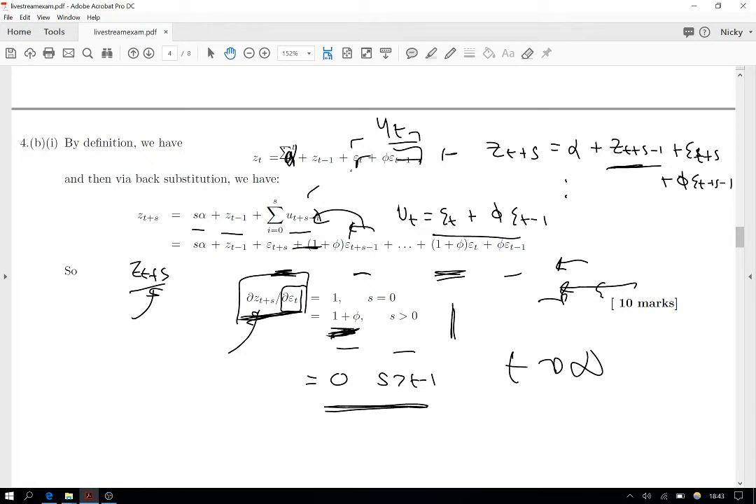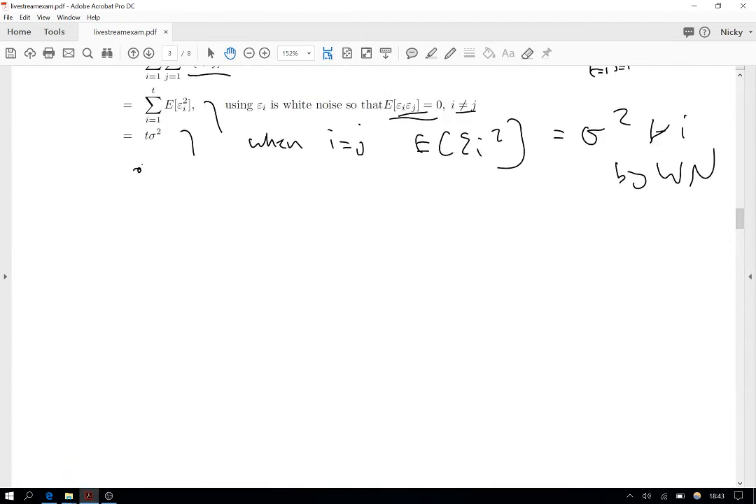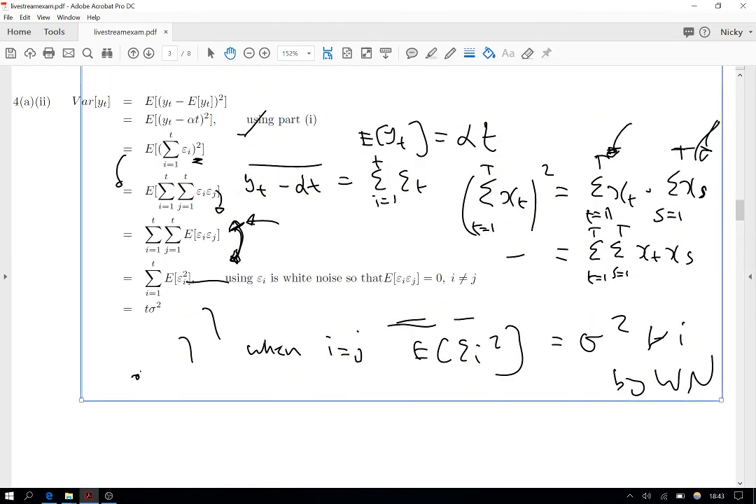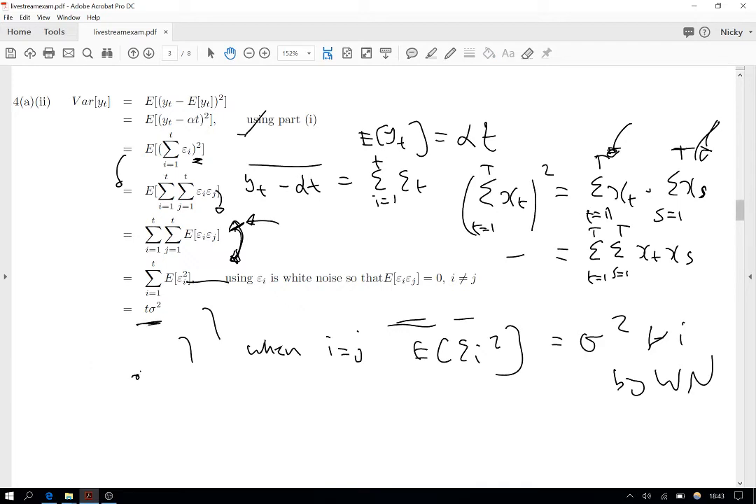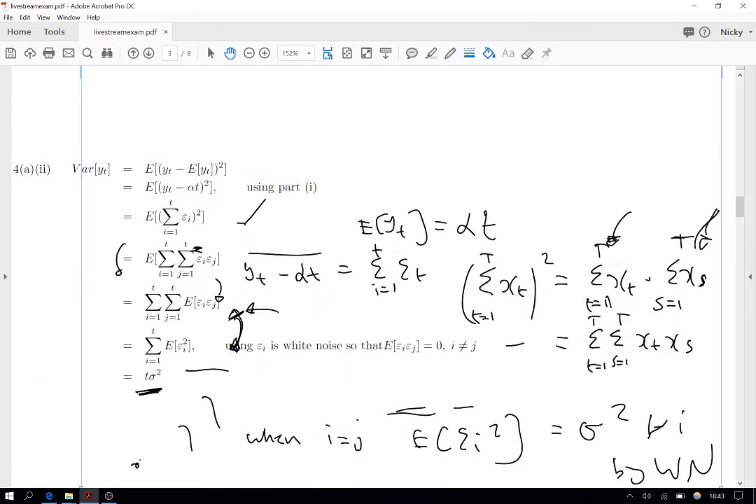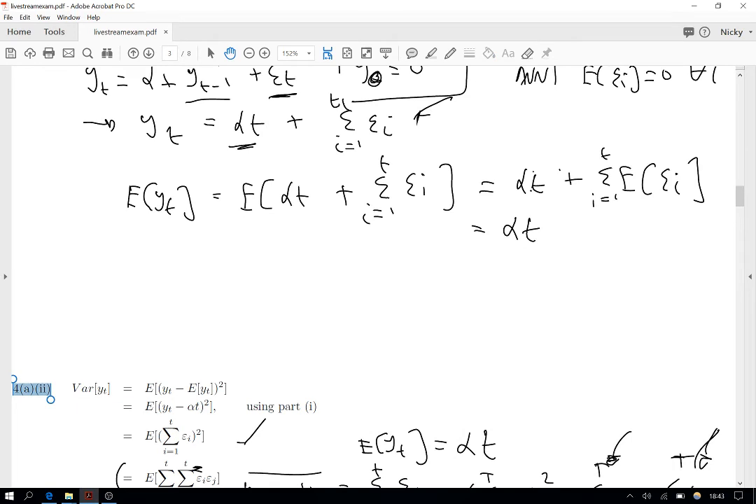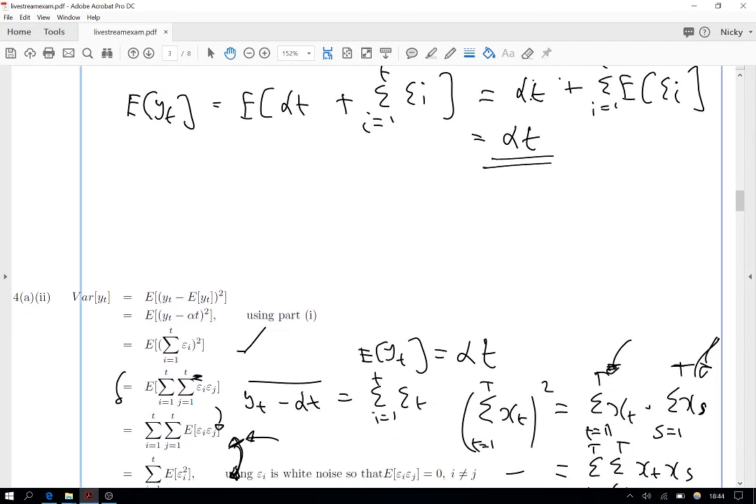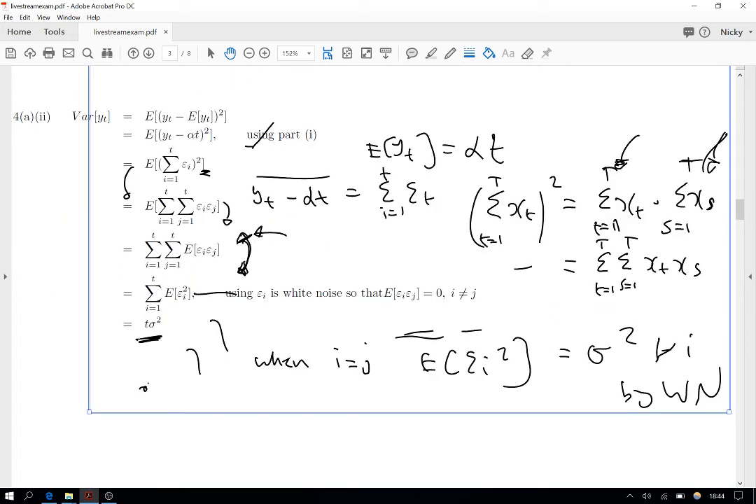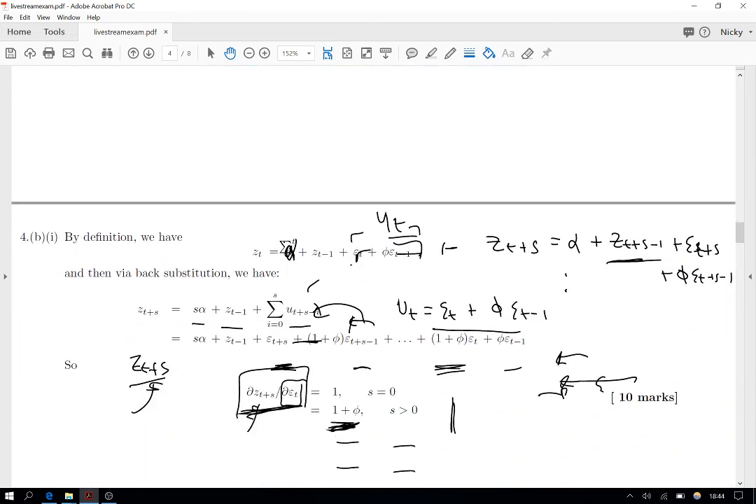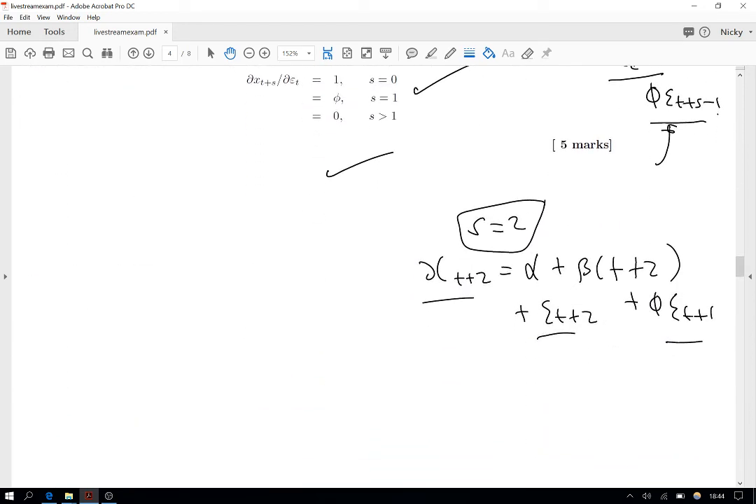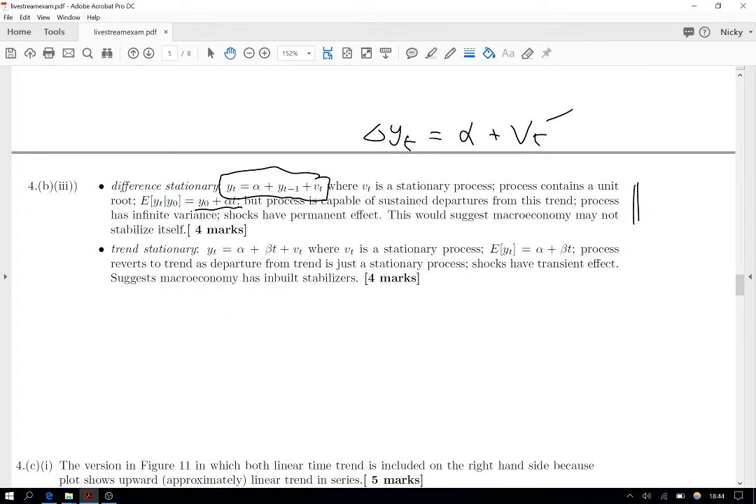Okay, it'll be 1 plus phi. We also saw that a difference stationary model has variance which is converging to infinity, and the mean of the model is alpha t. So again, we can have that there will be a linear time trend. Okay, so in essence here, you just had to reiterate what we'd already found above in the question. We'd already found all the properties of a trend stationary model above.